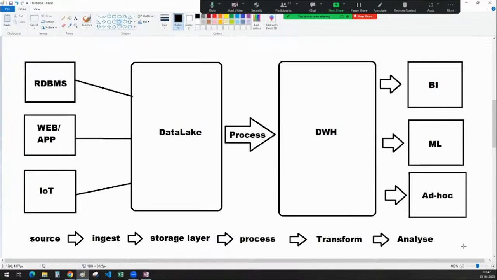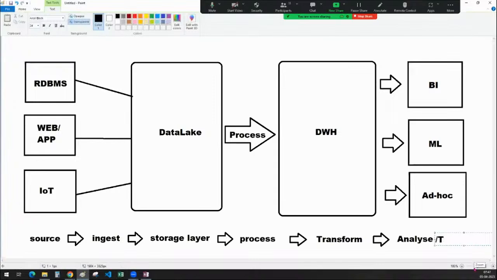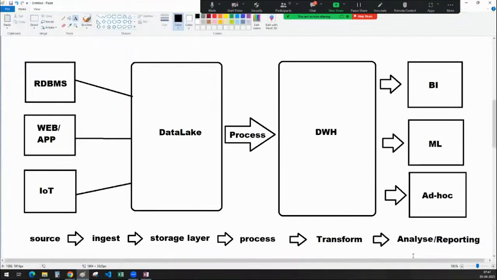In a data life cycle, collecting or ingesting the data and storing the data, processing or transforming the data, and finally analysis, or you can also say dashboards, report creation, reporting. Okay, so this is a typical data life cycle, guys.